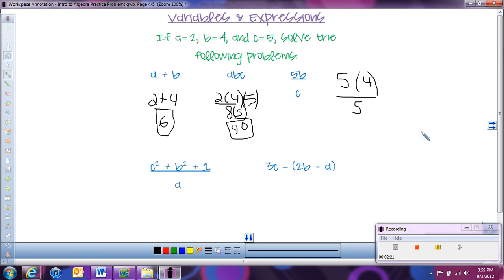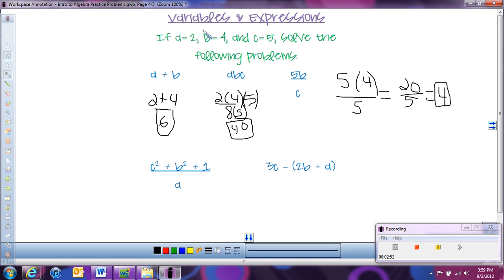Now, with order of operations, we always multiply from left to right, or in this case, because of the one part on top of another, we always go top to bottom. So I'm going to solve the top first, and then divide by the bottom. So 5 times 4 is 20, and then I'm still left with divide by 5, and 20 divided by 5 will give us 4. So my answer in this problem is 4.